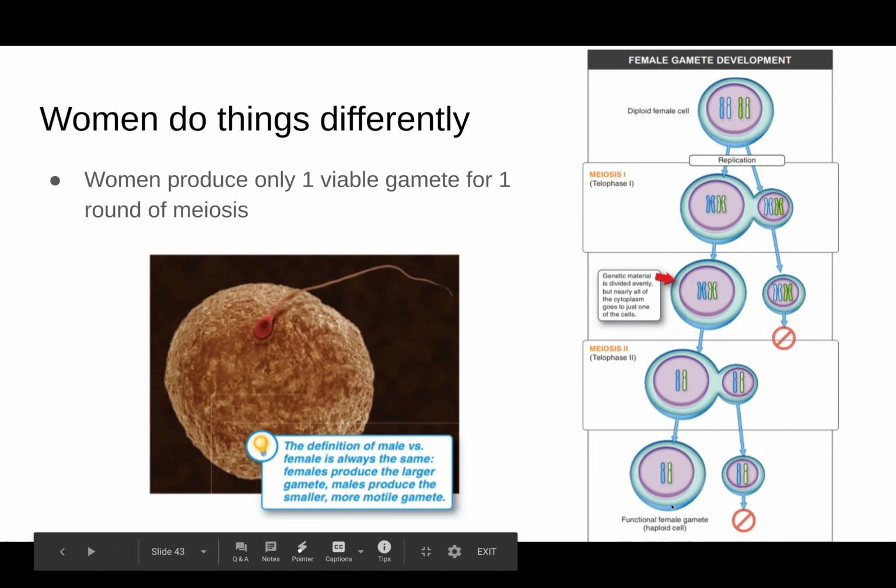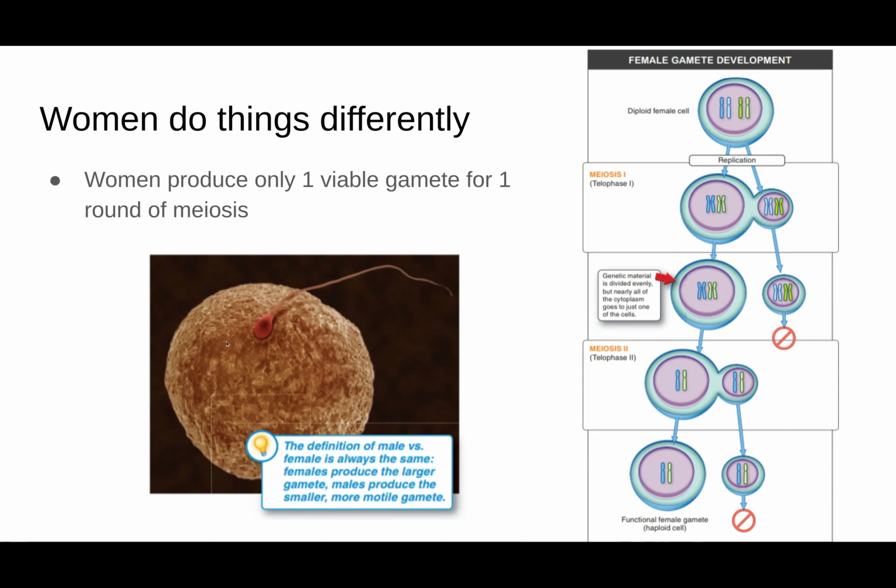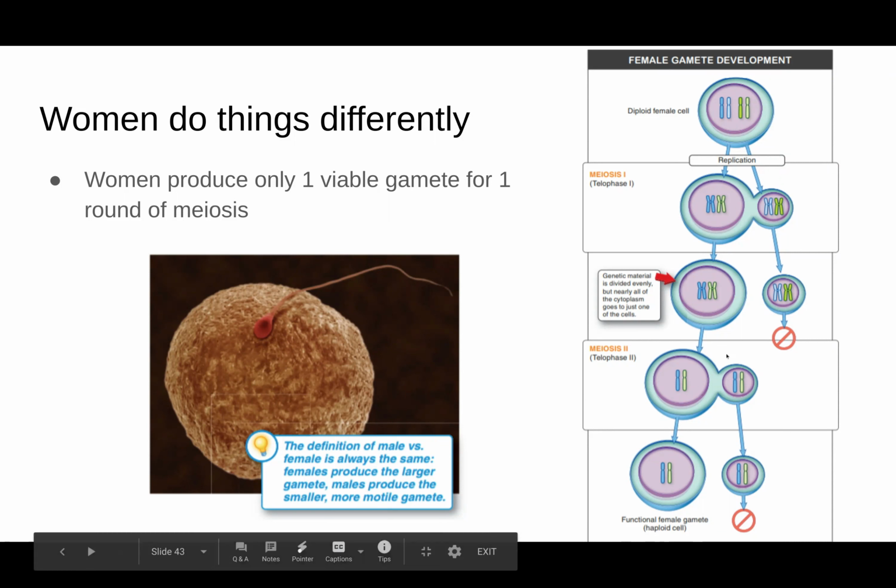It has a huge store of energy. It has all the organelles we need. It's huge, again, relative to your average gamete out there. But women put a huge amount of investment in this line so that whatever they make from this, the offspring, has all the things it needs to survive.